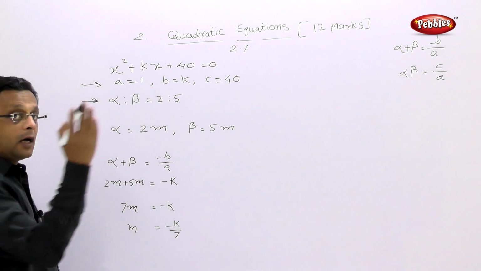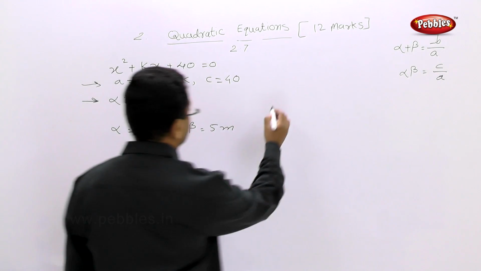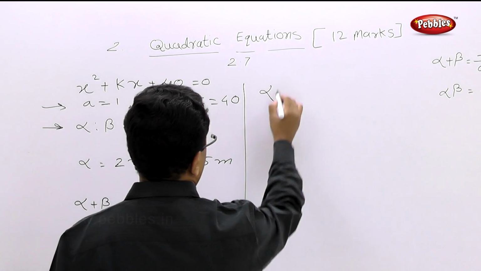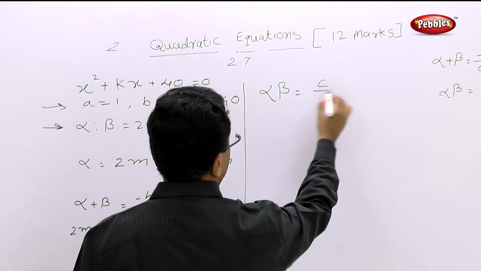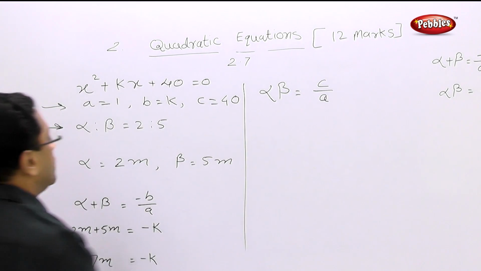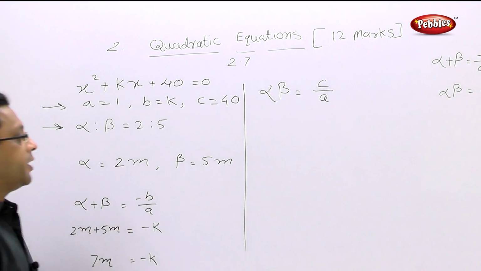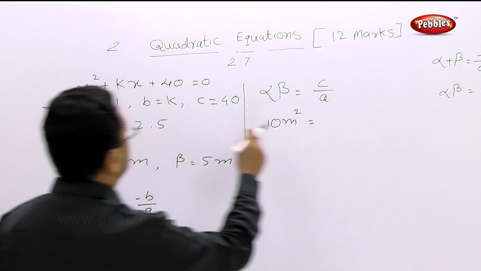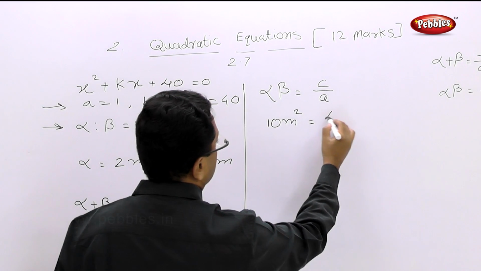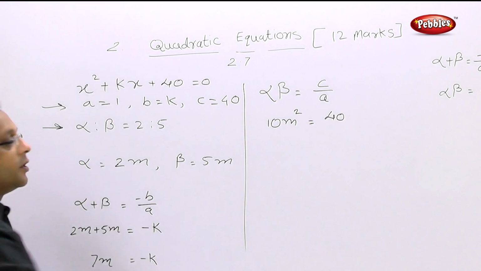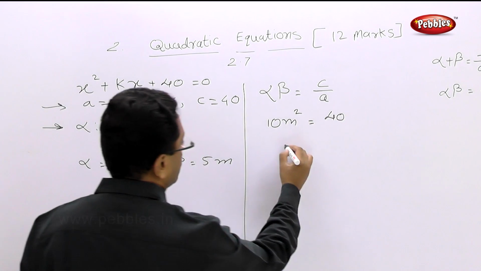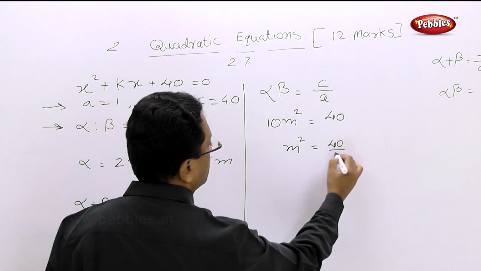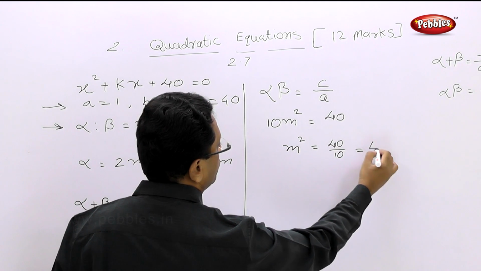Now we have alpha beta, that is alpha beta is equal to c upon a. So we have 2m into 5m, that is 10m square is equal to c, that is 40 upon a. A is 1, no need to take. So m square is equal to 40 upon 10, that is equal to 4.